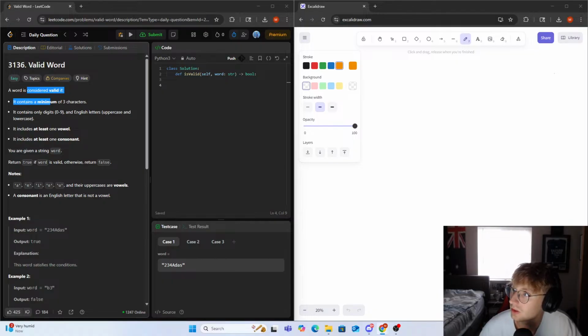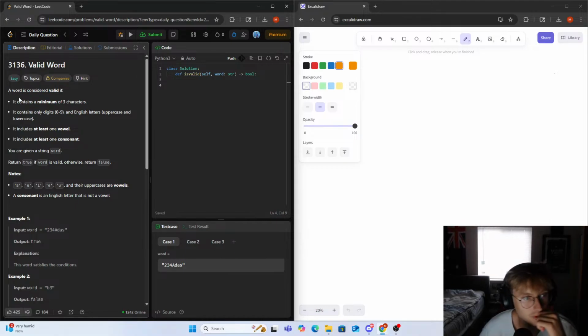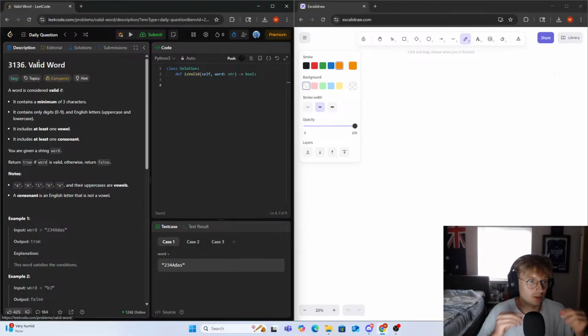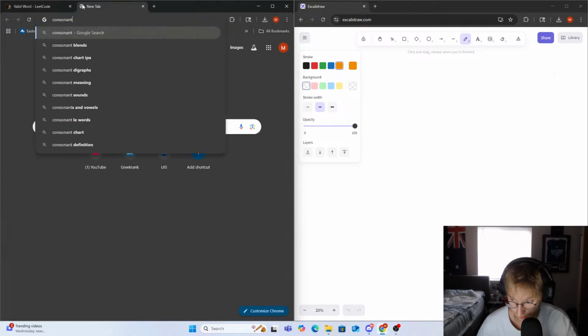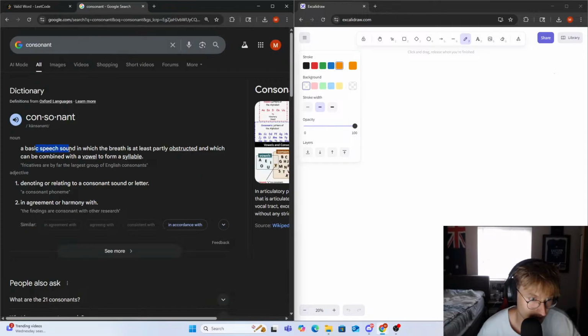So let's take a look. Okay. So let's see here. A word is considered valid if it contains a minimum of 3 characters. It contains only digits 0 to 9 and English letters, uppercase and lowercase. It includes at least one vowel. And it includes at least one consonant. What is a consonant? I have no idea what this is. I don't know if I should know. Or a basic speech sound in which the breath is at least partly obstructed.